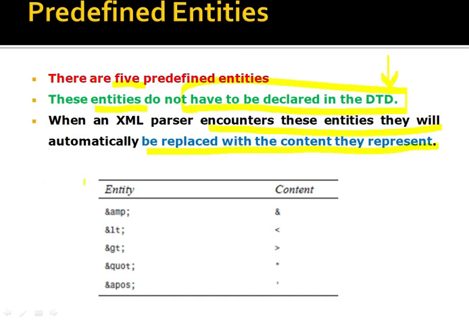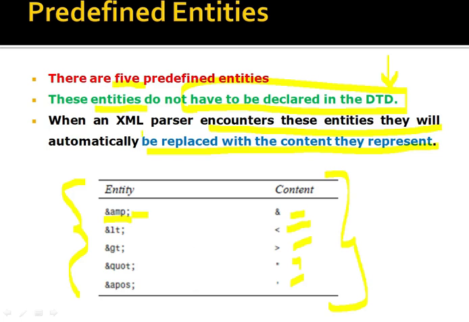For example, the predefined entities are ampersand, less than, greater than, quote, and apostrophe. So if you want to have the ampersand symbol, you need this entity. The entity name begins with the ampersand symbol and ends with a semicolon. So less than, greater than, quote, apostrophe, these are all predefined entities.